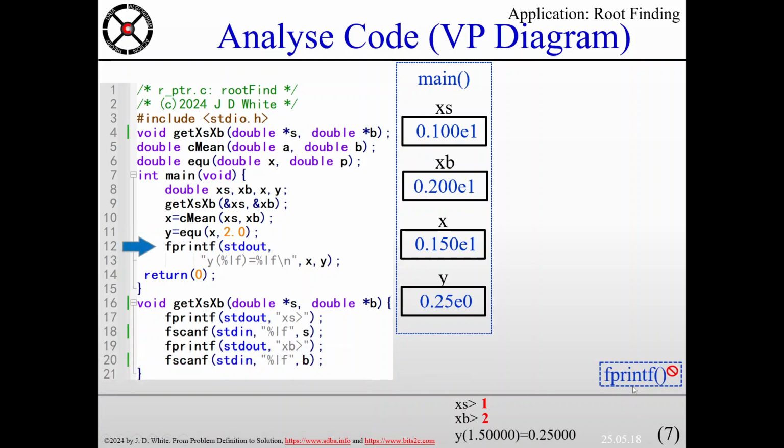Okay, and finally we call print again, and print basically prints out the final answer. So that's how the code actually works when we analyze it.